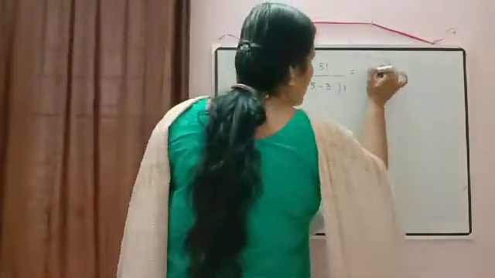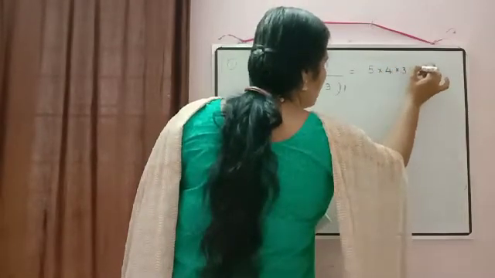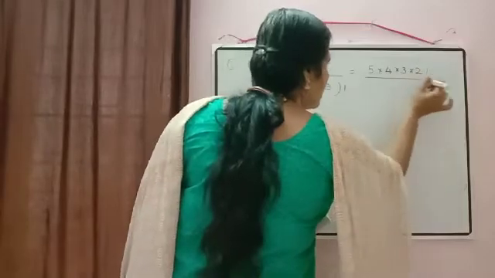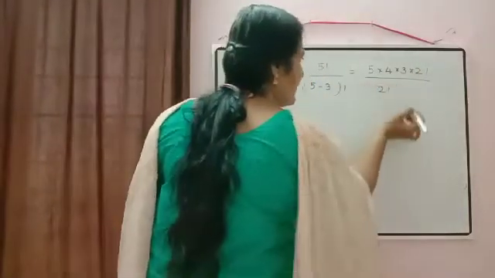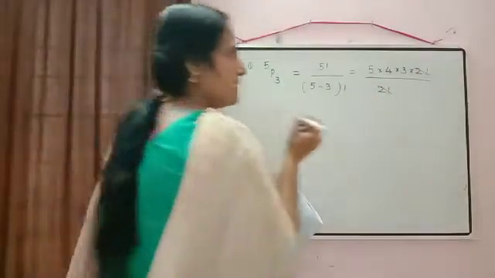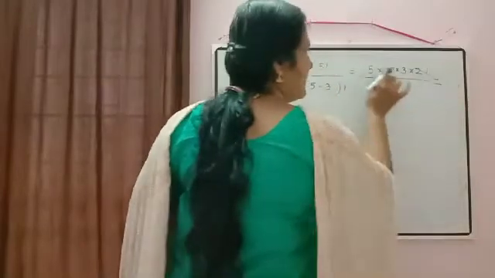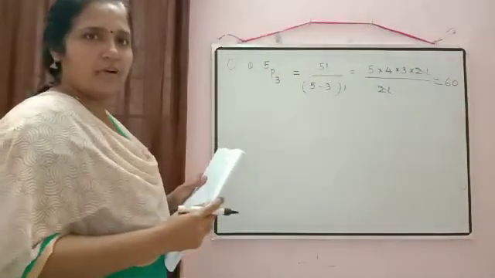5 factorial can be written as 5 into 4 into 3 into 2 factorial, because in the denominator we are getting 2 factorial. So 2 factorial and 2 factorial will get cancelled, and the remaining you can multiply, then you will get here 60. Clear how to use the formula?